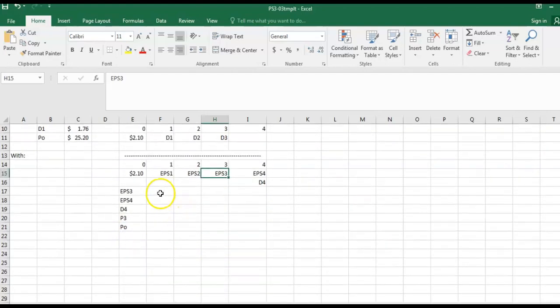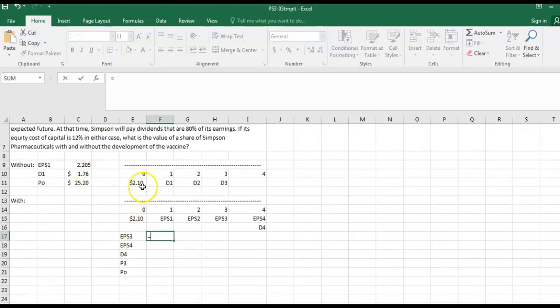I can, however, get my earnings per share in time period 3 by saying that is my earnings per share at time period 0 multiplied by 1 plus that new growth rate of 40%, and I'm going to raise that to the power of 3. So my earnings per share at time period 3 is a little bit more than $5.75. Okay, now I've got my earnings per share in time period 3, but what I really want is D4.